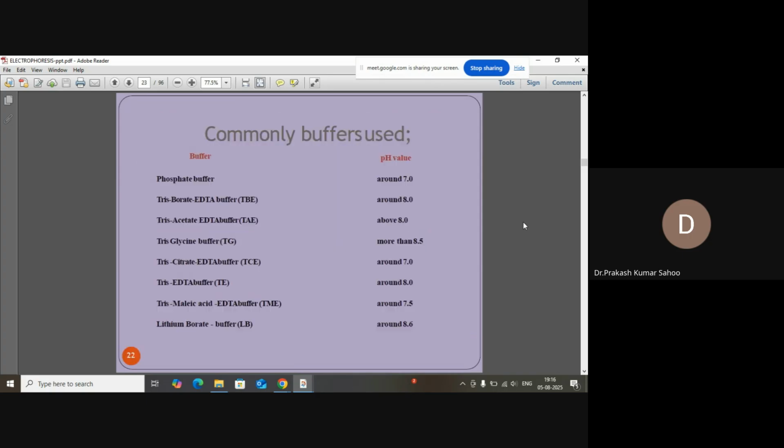Commonly used buffers are barbital phosphate buffer with pH around 7, the tris EDTA buffer around 8, and so on. So these are some buffer examples which are frequently used with different solutions.